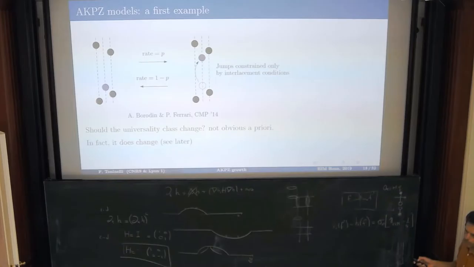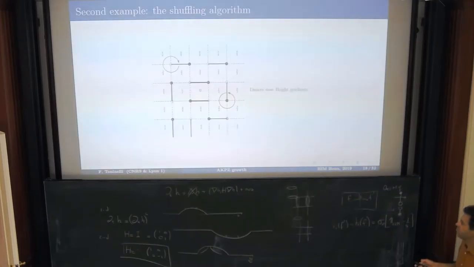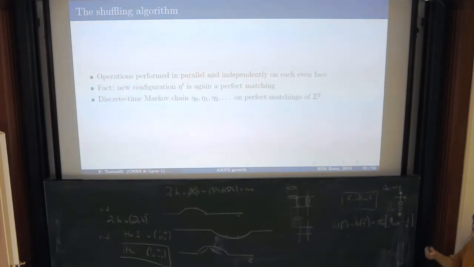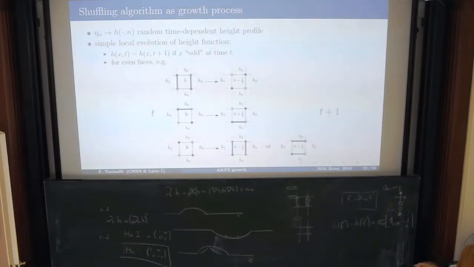So the shuffling. Well, I think in that case you can also introduce certain interlaced particle systems. In the Borodin-Ferrari paper, they have a section where they introduce a much more general class of dynamics, some of them in parallel, some of them in continuous time. I think the shuffling also fits in there.